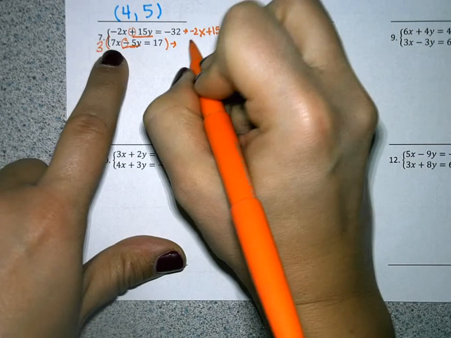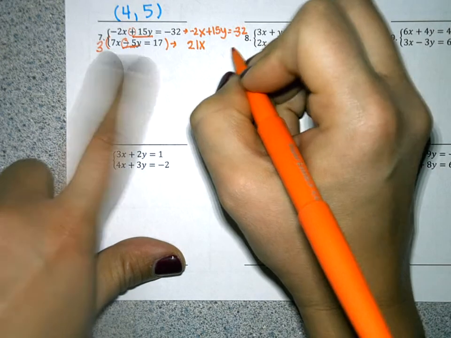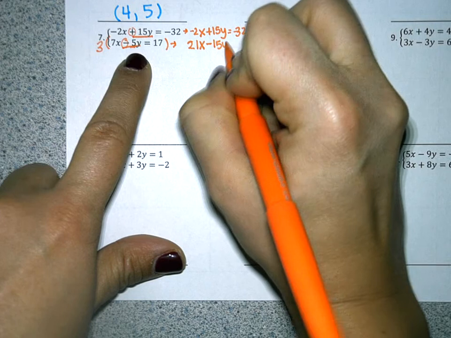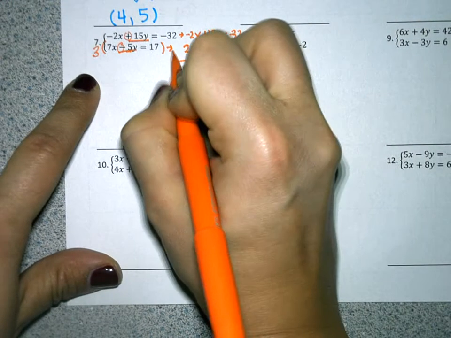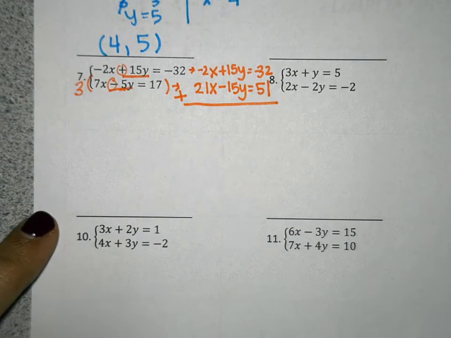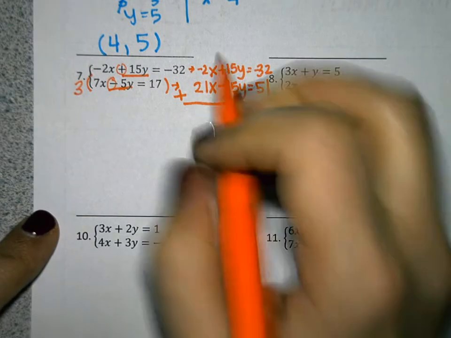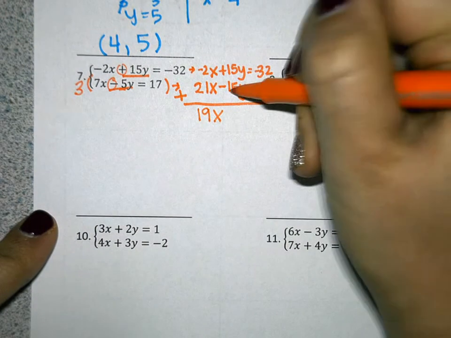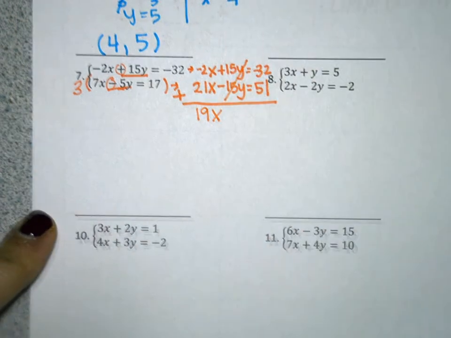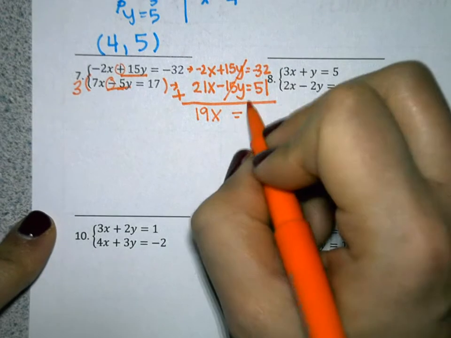Three times 7x gives me 21x. 3 times -5y is minus 15y, and 3 times 17 is 51. So then we add straight down. -2x plus 21x is 19x. 15y minus 15y eliminates, which is what we wanted to happen, equals -32 plus 51 gives me 19.